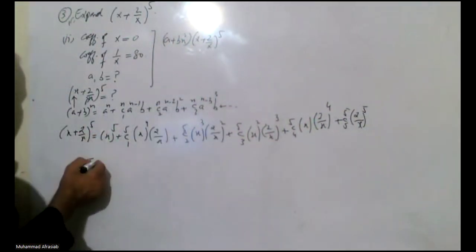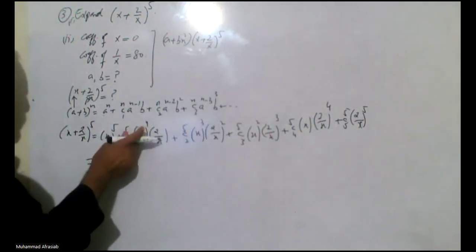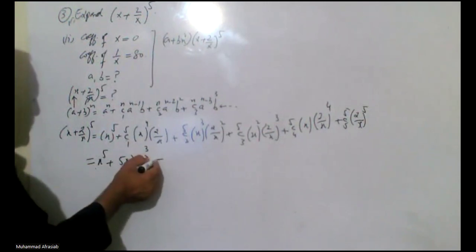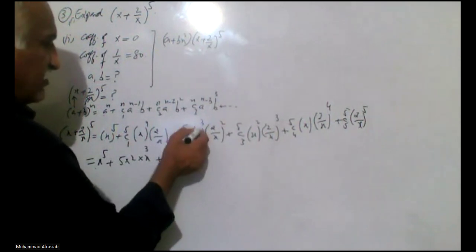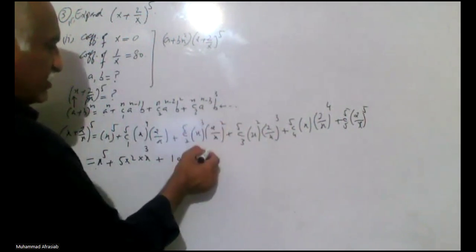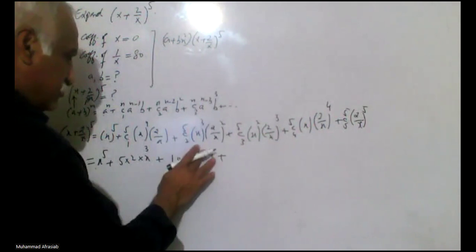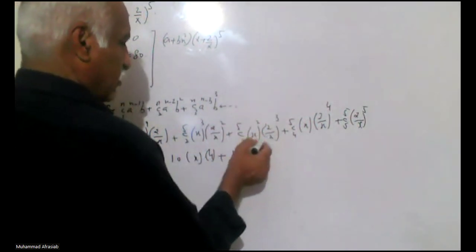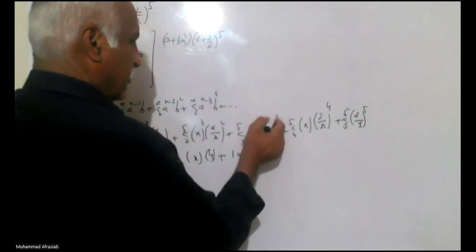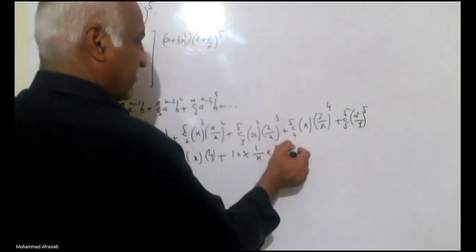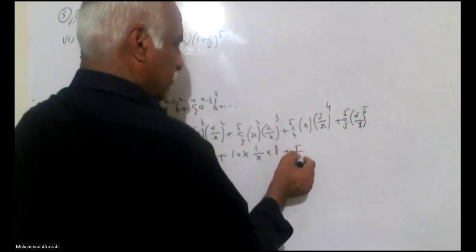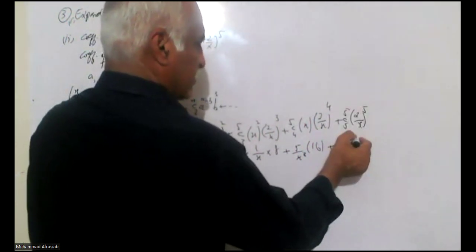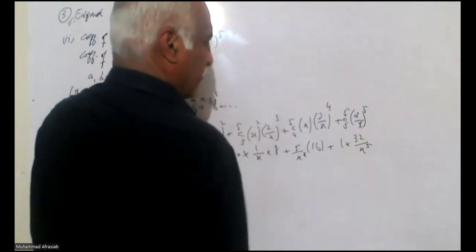This thing is written as x^5 plus 5C1, which is 5, into x^4 into 2 to the power 1, plus 5C2, which is 10, into x^3 into 2^2, which is 4, plus 5C3, which is 10, into x^2 over x^3, that is 1 over x, into 2^3, which is 8, plus 5C4, which is 5, x over x^4, that is 1 over x^3, into 2^4, which is 16, plus 1 into 2^5, which is 32, divided by x^5.